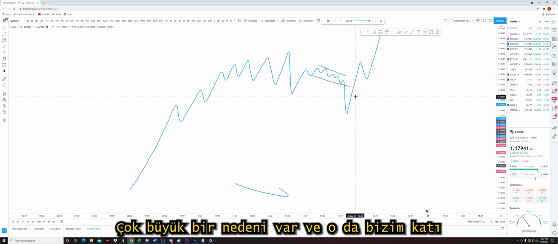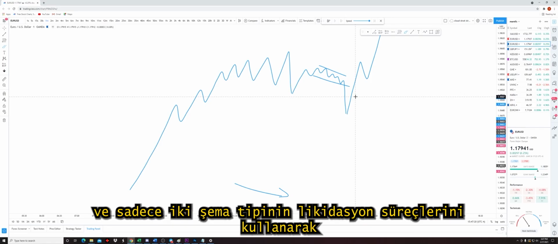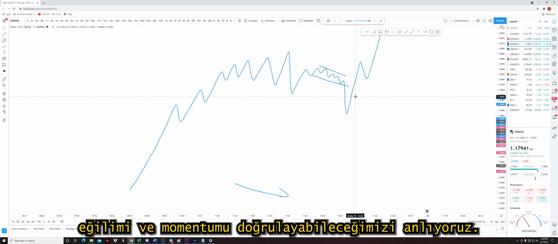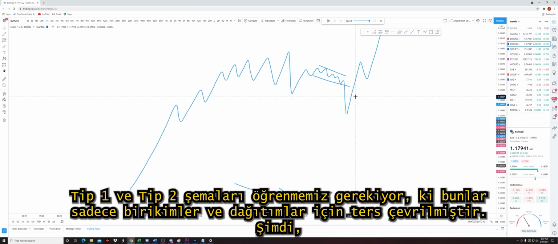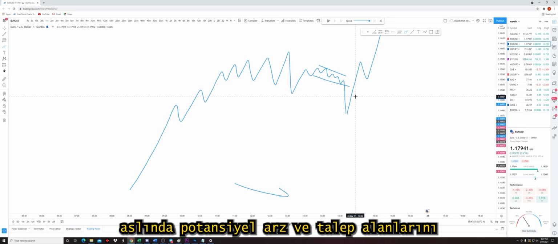Why is this not important for us? There's a very big reason, and it's because we are not strict Wyckoff traders. We do not look at volume because we don't care about it, because we understand that we can confirm bias and we can confirm momentum using the candles that form and using the liquidation processes of the only two types of schematics we need to learn about. Type 1 and type 2 schematics, which are just flipped for accumulations and distributions.